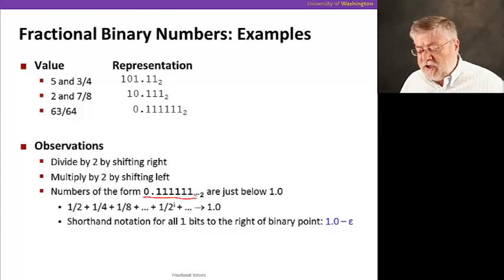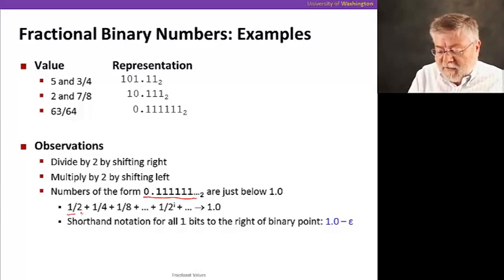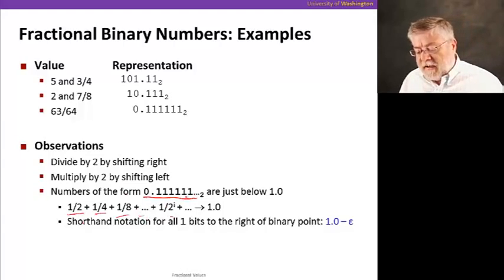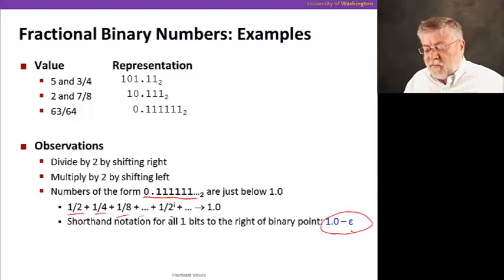Okay? One other observation to note is that numbers that are of this form with these leading trail of 1s are just below the value 1.0, because if we had a little bit more, then they would be just equal to 1. So if we added 1/2 plus a fourth plus an eighth plus a 16th and so on, infinitely far down, we would approach 1 but never quite get there. So often we'll see a notation like this to avoid writing the long string of 1s. We just say 1 minus epsilon, minus a smidgen to indicate that.